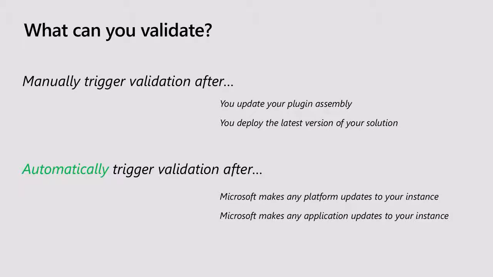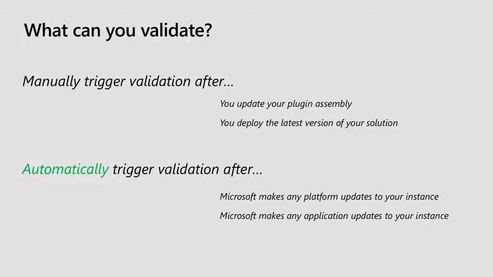So I touched a little bit on this, but what can you validate? There are different things that you want to validate. This is not an exhaustive list. These are just simple examples to start to get you thinking. You can manually trigger validation after you update your plugin assembly. For example, after you deploy the latest version of your solution or your package.